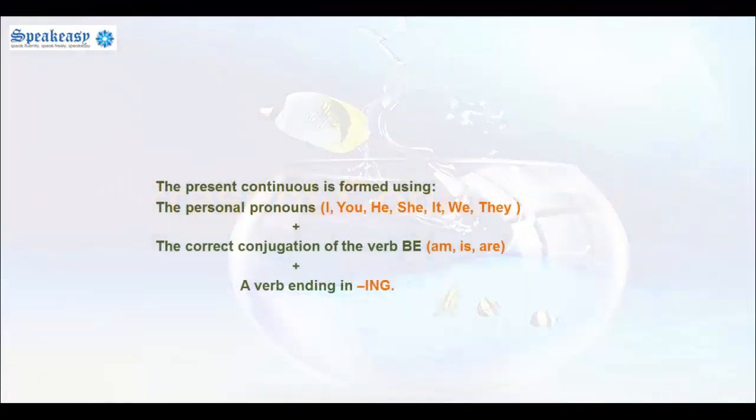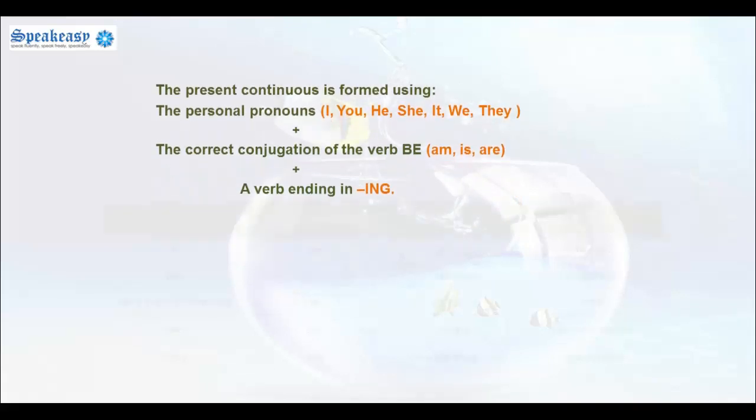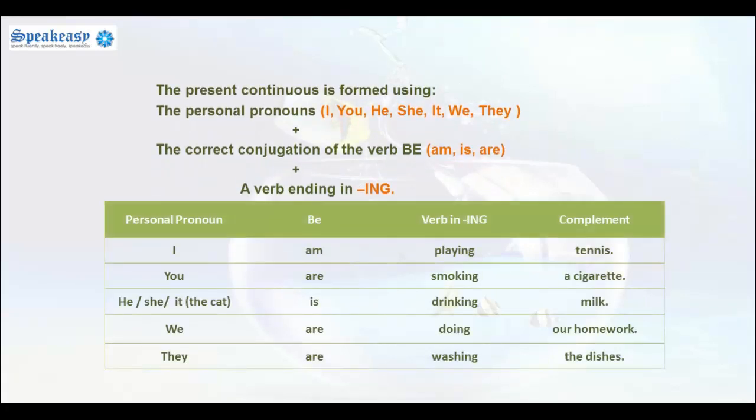The present continuous is formed using the personal pronouns plus the correct conjugation of the verb to be and a verb ending in ing. For example, I am playing tennis. You are smoking a cigarette. He is drinking milk. We are doing our homework. They are washing the dishes.